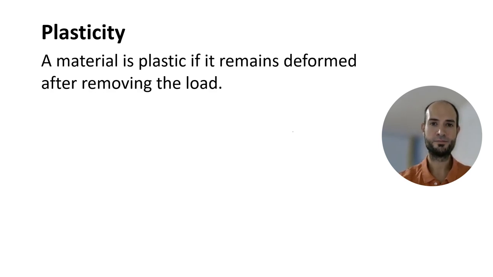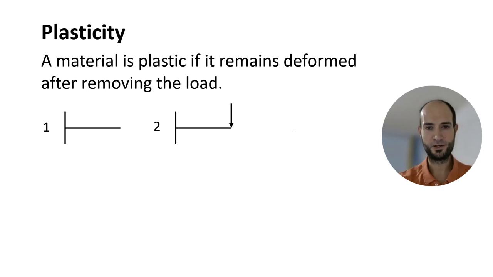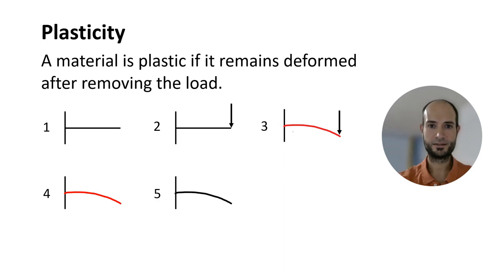And what about plasticity? A plastic material is the one that remains deformed after removing the load. So going back to the same example with a cantilever on the wall, we apply the load, it deforms, but now, after removing the load, it doesn't recover the original shape. The beam remains deformed. That's a plastic material.